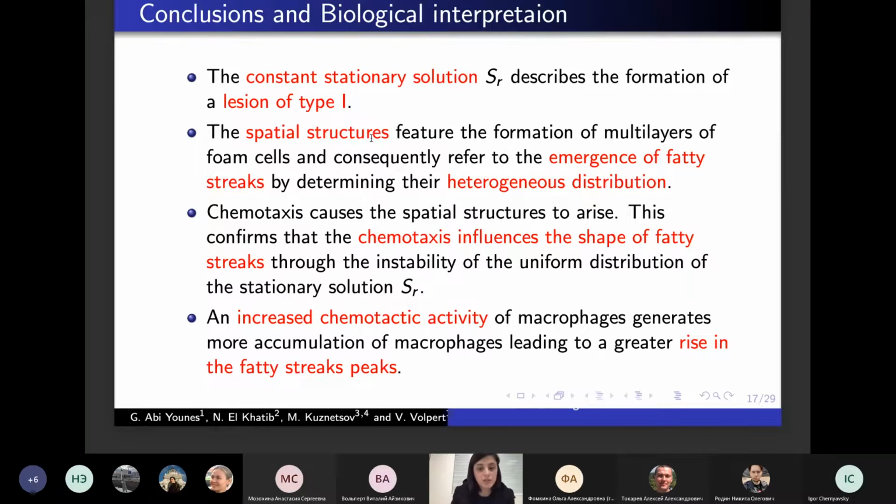Why do we say that the spatial structures refer to the emergence of fatty streaks? Because the structures feature the formation of the multi-layers of foam cells that I explained at the beginning of the presentation. Of course, the chemotaxis causes the spatial structure to arise, and we can say that chemotaxis influences the shape of fatty streaks. And a final conclusion here is that when we increase the chemotactic activity, there is a rise in the fatty streaks peaks, because when R is bigger, the amplitude is bigger.